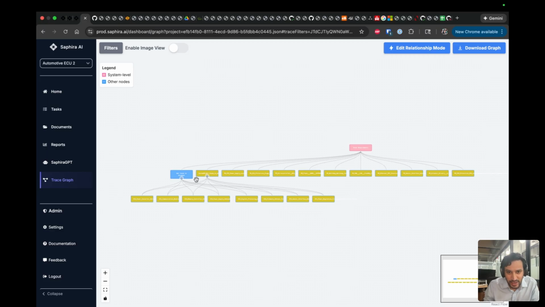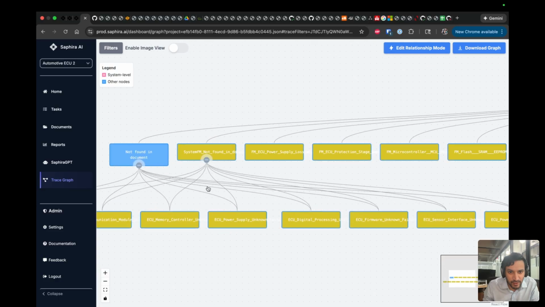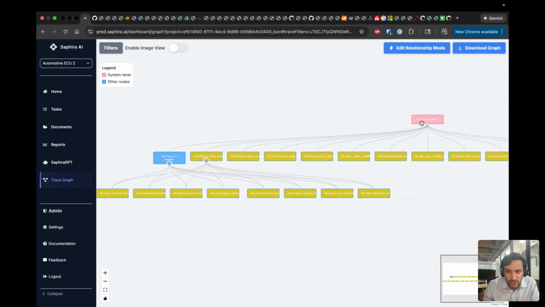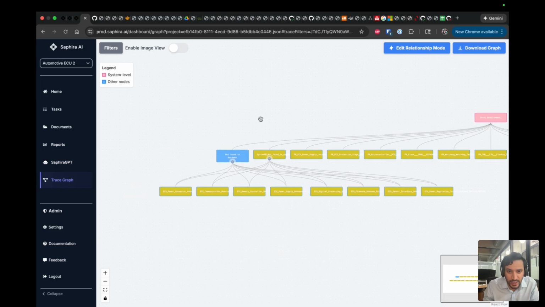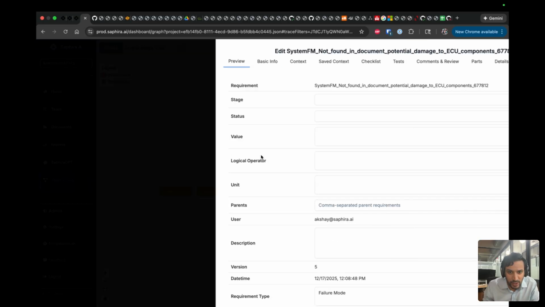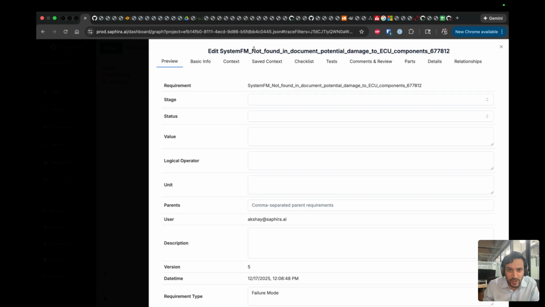So we can see something kind of interesting here, which is the legend doesn't show it, but yellow is failure modes. And we have this system failure mode that is traced back to the top level for the system. These were all the imported failure modes that we brought in separately. So for example, this one was failure mode not found in document. That was the name of the system because we hadn't named the system in the document. Potential damage to ECU components.